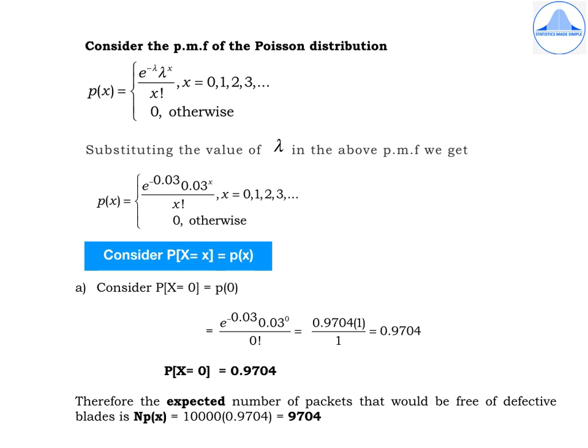Any number to the power 0 is 1 and 0 factorial is 1. So you'll get probability of capital X equal to 0 as 0.9704. Now in the question, they have asked us to find out the expected number of packets that would be free of defective blades. So because of the word expected, we need to find out the expected frequency or the theoretical frequency, which is got by using the formula capital N into P of X. So substituting in capital N into P of X, you'll get 10,000 into 0.9704, which gives us 9,704.